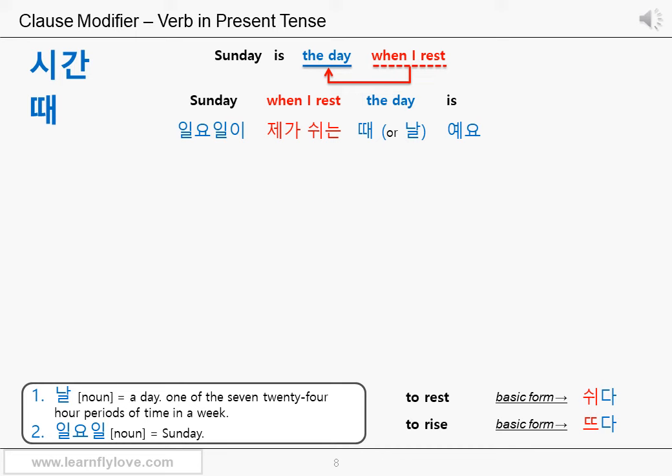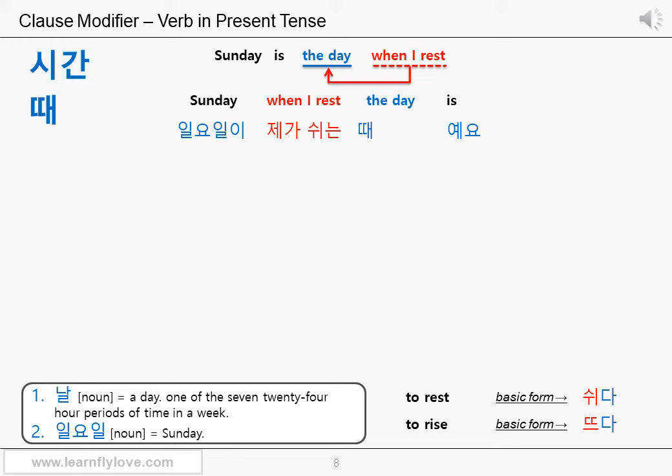It's 날. 날 also means one of the 7 24-hour periods of time in a week. And it is best to use 날 here because we are talking about Sunday, which is one of the 7 24-hour periods of time in a week. But since it is a little hard for you to remember all the time-related words for now, you can just use 때 as a representative modified noun for now. It's okay most of the time.